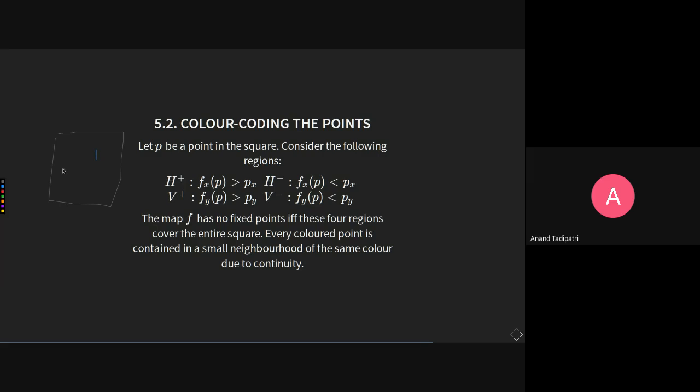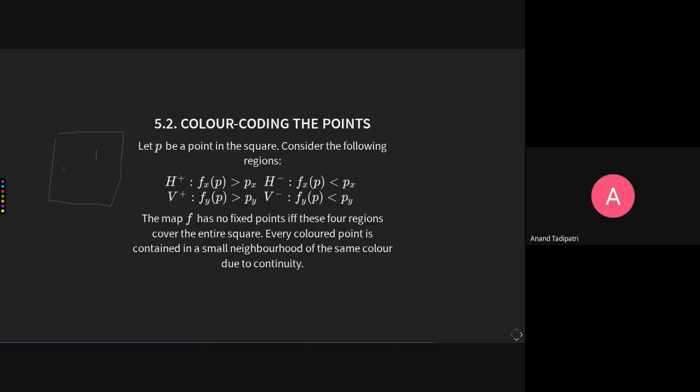And completely analogously, we define V plus and V minus. V plus consists of all those points that lie above their starting point. So this would be in V plus, for instance, because its image is slightly above itself. It's in the general upward direction. And likewise, V minus is for the points that go below.